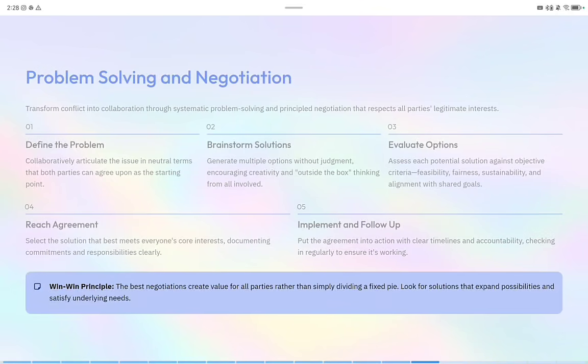So, the win-win principle. The best negotiations create value for all parties rather than simply dividing a fixed pie. Look for solutions that expand possibilities and satisfy the underlying needs of everybody involved.